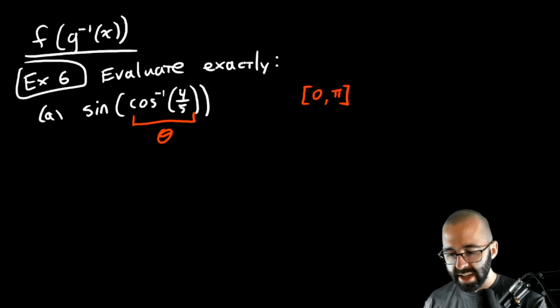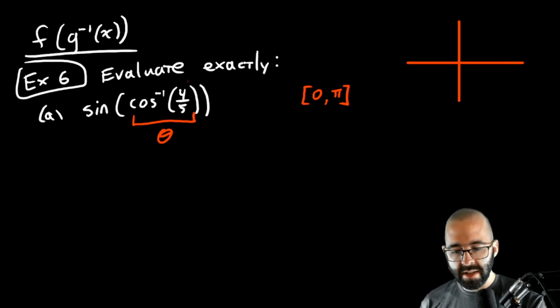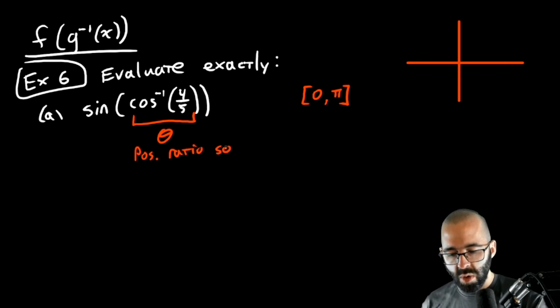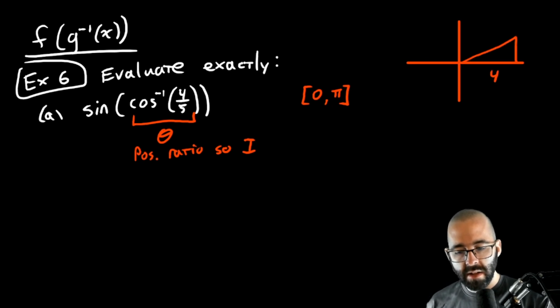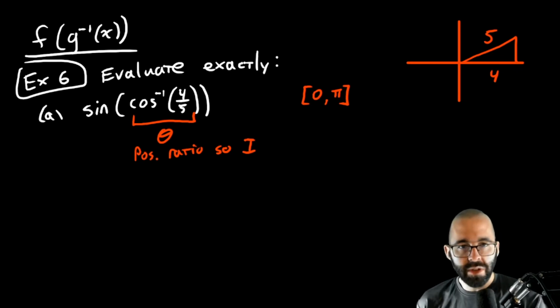So this is what we kind of visualize here. Look at something in the second quadrant or the first quadrant. It's going to be in the first quadrant because it's positive. All right, we know theta is giving a positive ratio. So quadrant 1 is where theta is. And the adjacent divided by the hypotenuse has this ratio.